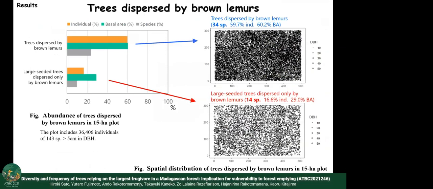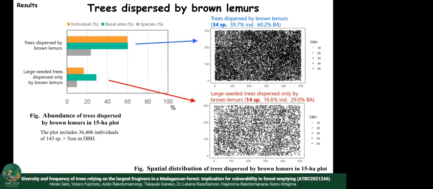The upper left graph shows abundance of trees dispersed by brown lemurs and large-seeded trees dispersed only by brown lemurs. Orange, green, and gray indicate the percentages of the number of individuals, basal area, and the number of species respectively. Right figures show their spatial distribution in the 15 hectare plot. We found 34 species of trees dispersed by brown lemurs, and they account for 60% of individuals and total basal area.